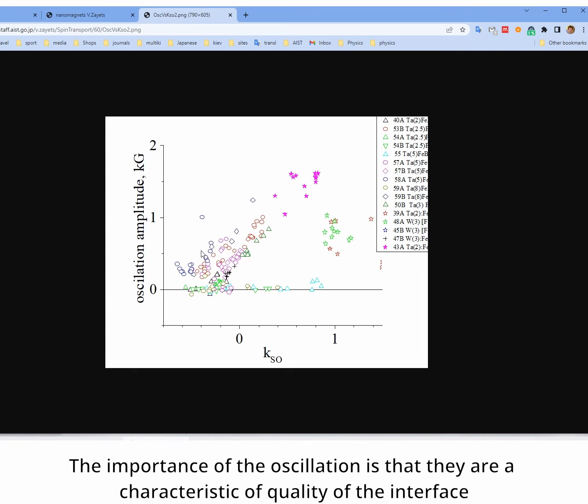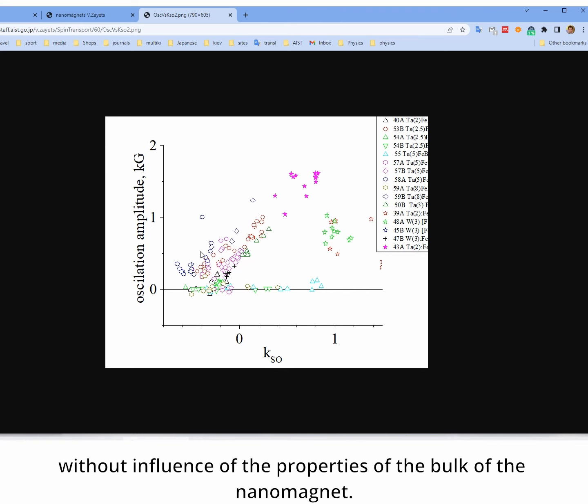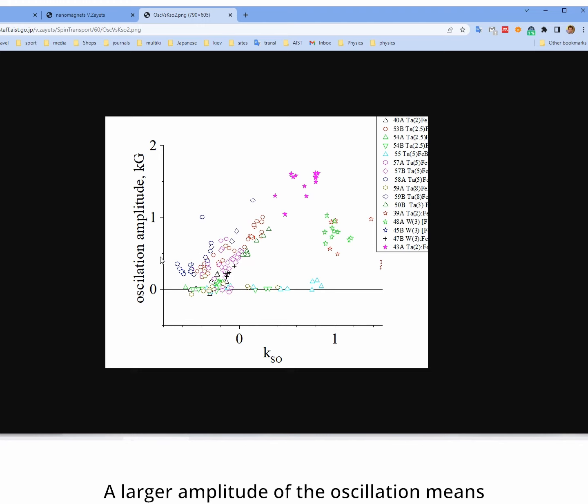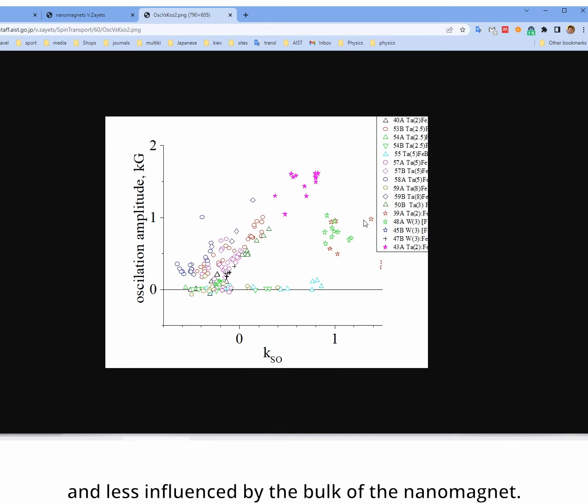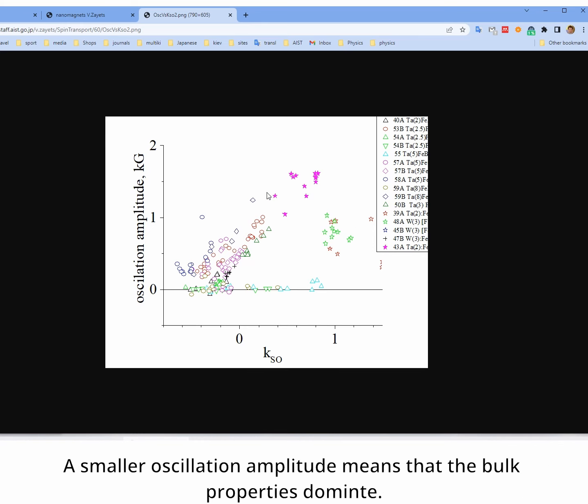The importance of oscillation is that they are characteristic of the quality of the interface without influence of properties of the bulk of the nanomagnet. A larger amplitude of oscillation means that magnetic properties of the nanomagnet are more influenced by the interface and less influenced by the bulk of the nanomagnet. A smaller oscillation like this means that the bulk properties dominate.